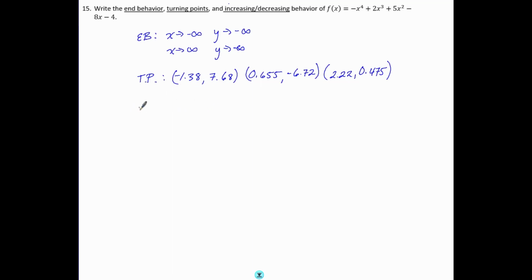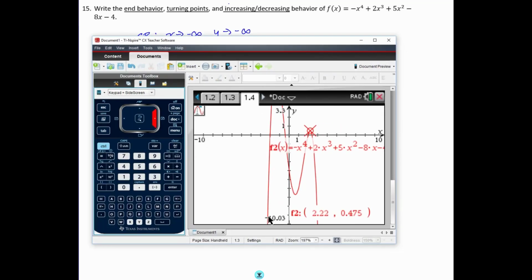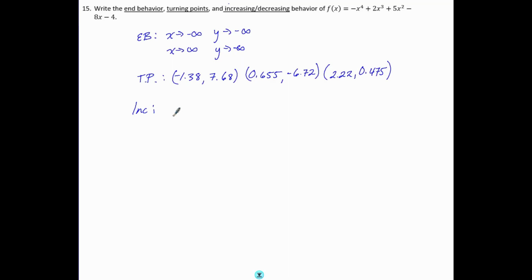So increasing behavior is where the graph is going up. So we go up from all the way on the left, and then it keeps rising up to that maximum up there, which was that first turning point. So we're going from negative infinity to this first turning point, that negative 1.38. We only want the x values.